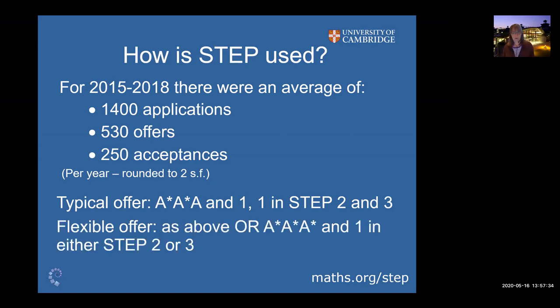There's also something called the flexible offer. You've probably heard about this in the last talk, which is you either meet the typical offer or you get three A stars at A level and a one in either STEP two or STEP three. Not all colleges are offering that, so do a bit of research yourself on the website and find out which colleges do that.